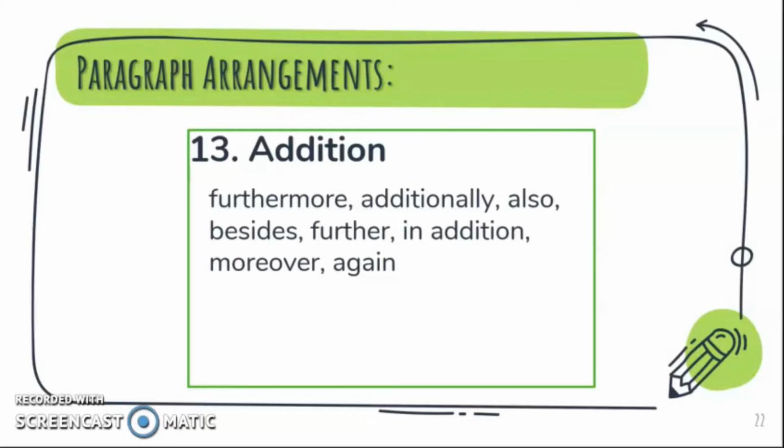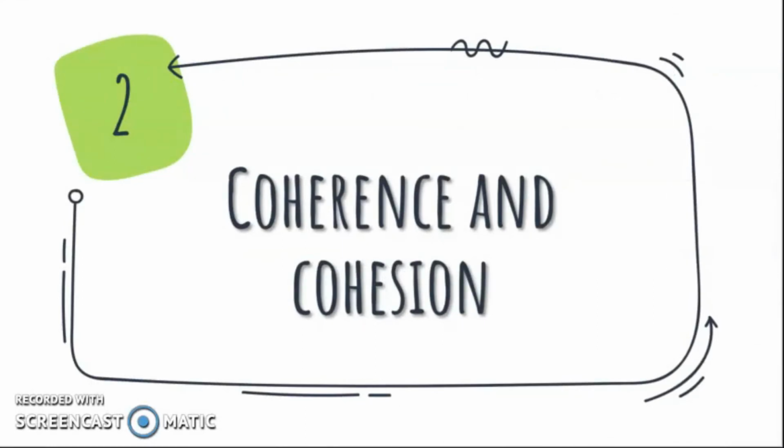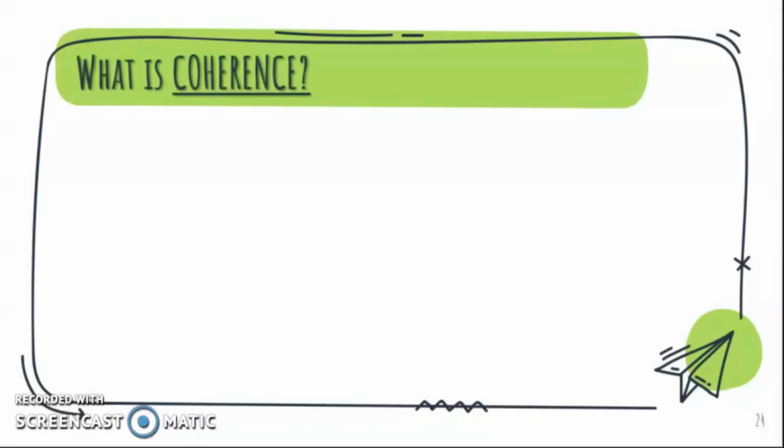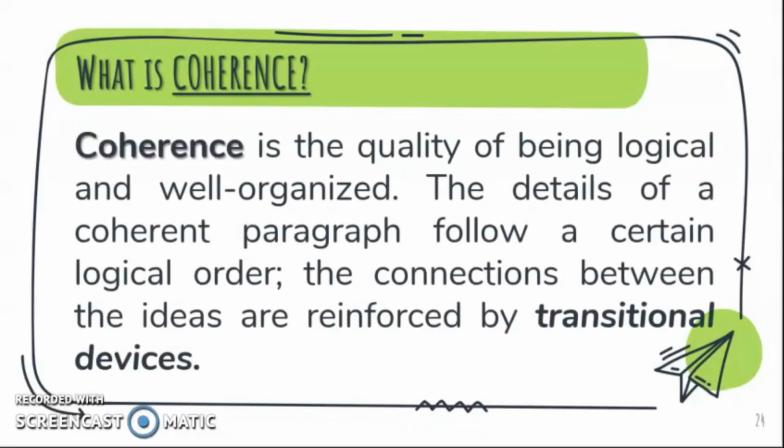Aside from organization, another property of a well-written text that we have to remember is coherence and cohesion. With such qualities, the structure of an entire text becomes clear. So what is coherence? When we say coherence, it is the quality of being logical and well-organized. The details of a coherent paragraph follow a certain logical order. The connections between the ideas are reinforced by transitional devices.